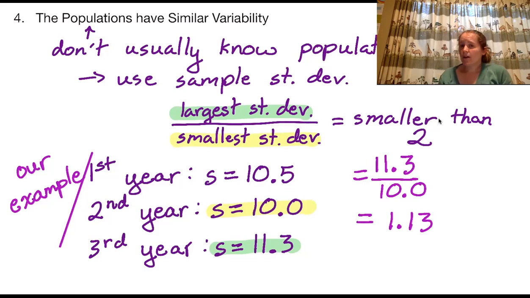So we've met all four conditions, all four requirements for running a one-way ANOVA test. So in the next video, we will look at calculating what is called the F-score and finding the p-value.